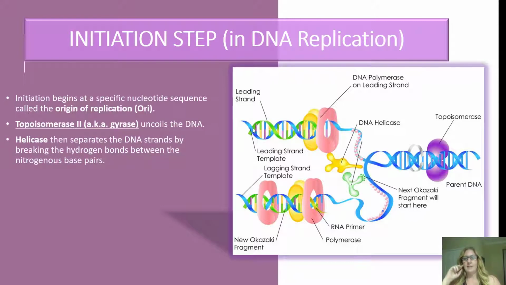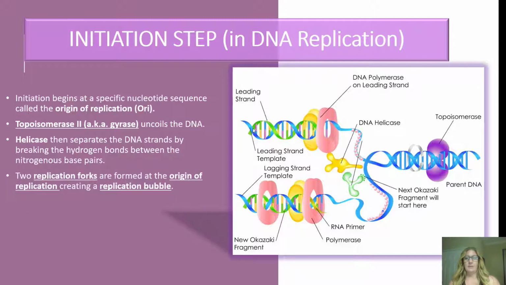We also have helicase. Helicase is another enzyme that is going to function to separate the DNA strands by breaking those hydrogen bonds that we were talking about earlier. So we also are going to get 2 replication forks. We only are showing 1 here in this picture, but you'll get 2 replication forks, 1 in either direction from that replication bubble that occurs right at that point of the origin of replication, or ORI.